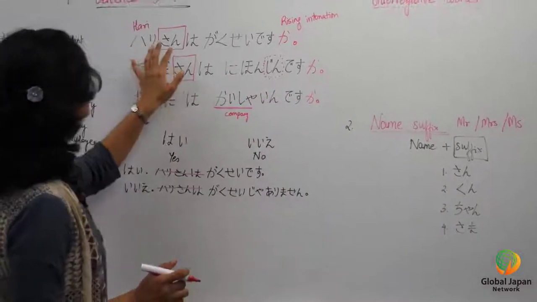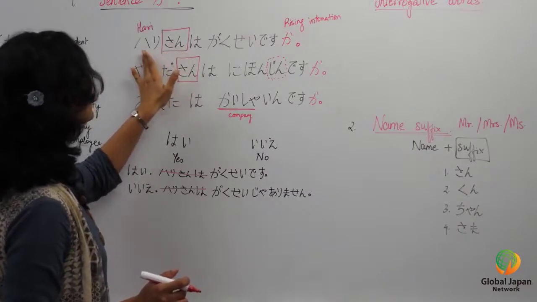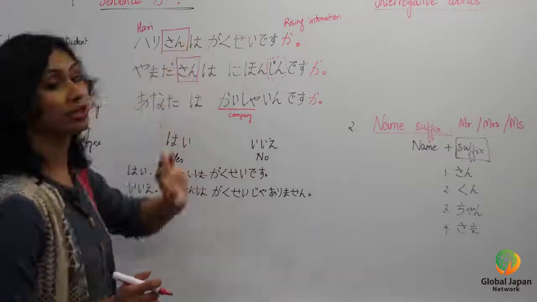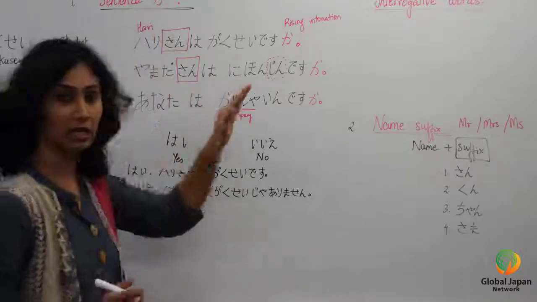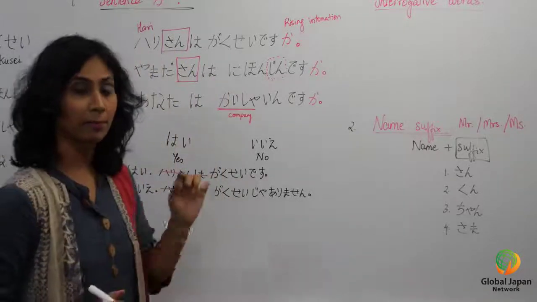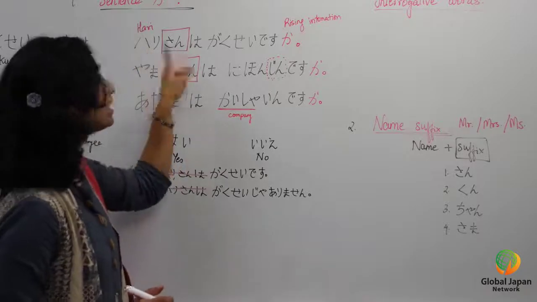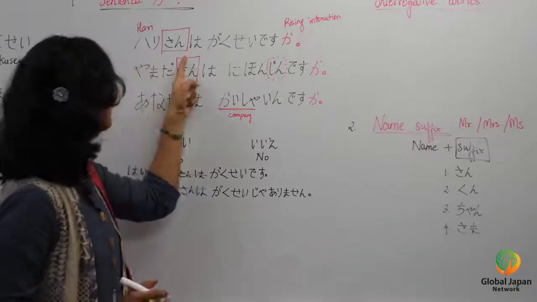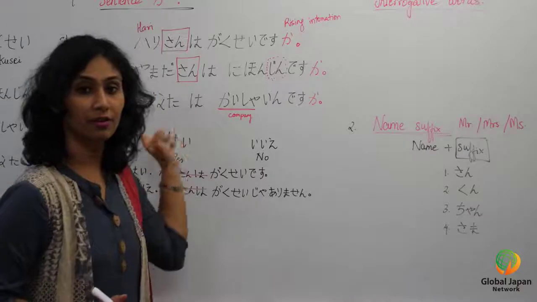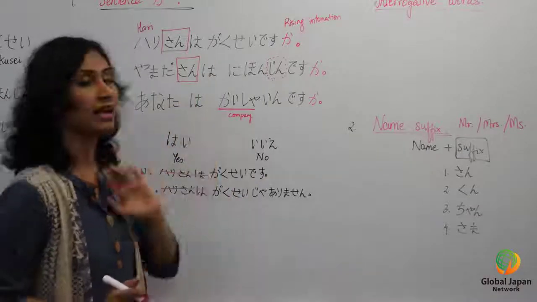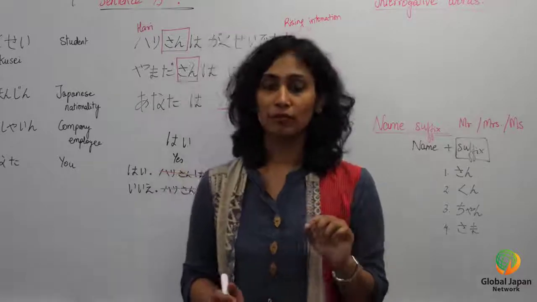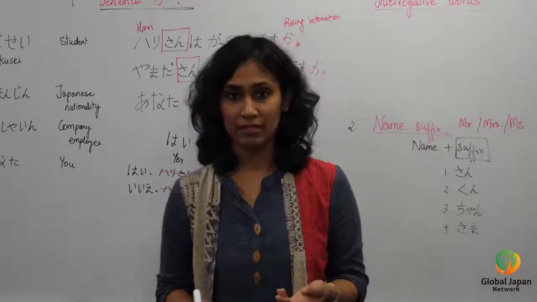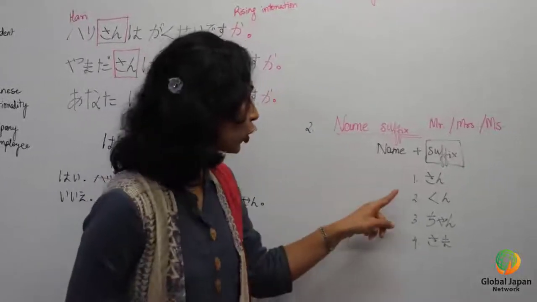So, this san should always be put after the name of the person. Unlike in English, where if you have to tell Hari, you would tell Mr. Hari, which is a prefix, in this case it will be added only after the name of the person. Hari-san, Yamada-san, Raji-san. San is at the end. For your knowledge, if you want to know what other suffixes like this there are, they are kun.